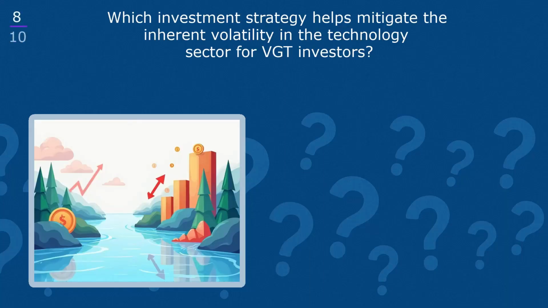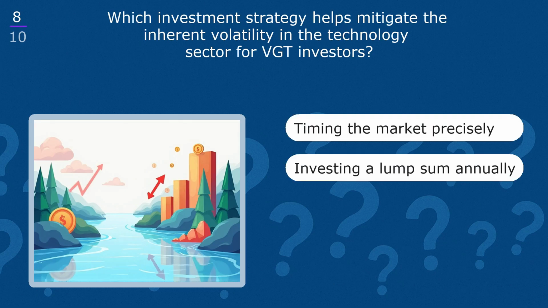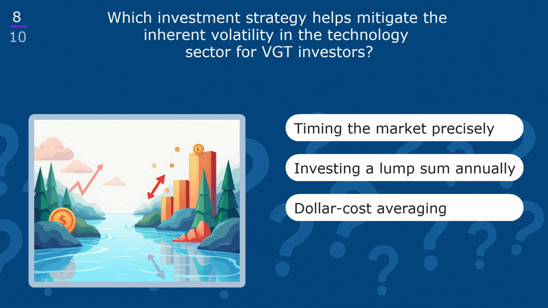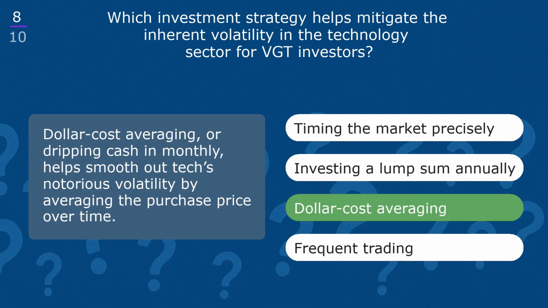Which investment strategy helps mitigate the inherent volatility in the technology sector for VGT investors? Timing the market precisely. Investing a lump sum annually. Dollar cost averaging. Frequent trading. Dollar cost averaging, or dripping cash in monthly, helps smooth out tech's notorious volatility by averaging the purchase price over time.